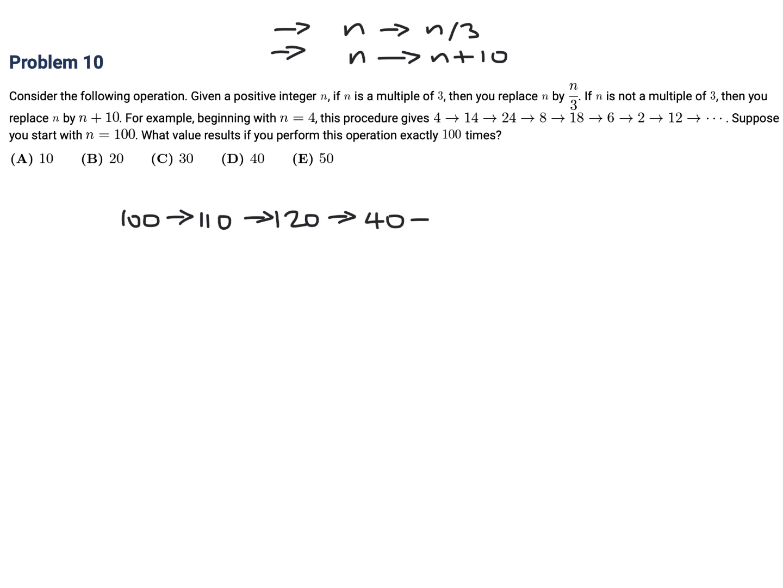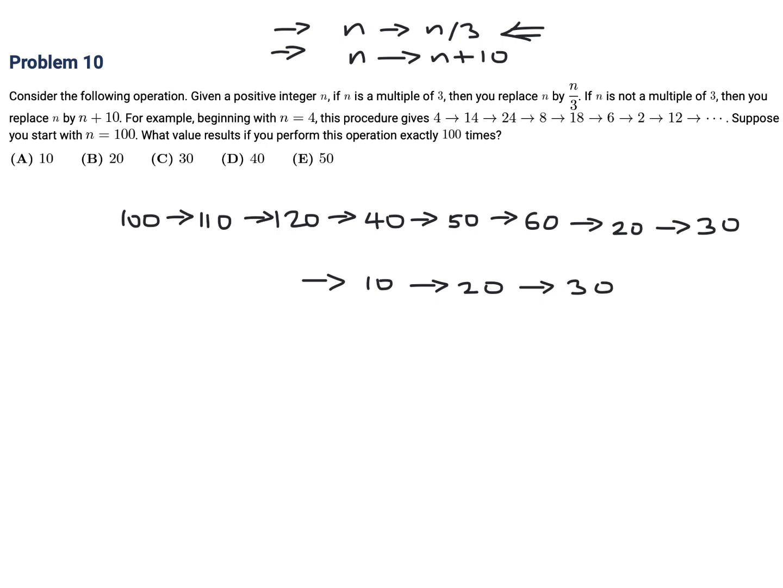You got it? And then that's not a multiple of 3, so that would go to 50. That's not a multiple of 3 either, so that's going to go to 60. 60 is a multiple of 3, so then we use the first operation, so that goes to 20. 20 goes to 30, and then 30 is a multiple of 3, so we're going to go to 10, because you have to divide by 3. Then 10 is not a multiple of 3, so we're going to go to 20. 20 is not a multiple of 3, we go to 30. 30 is a multiple of 3, so we go to 10.